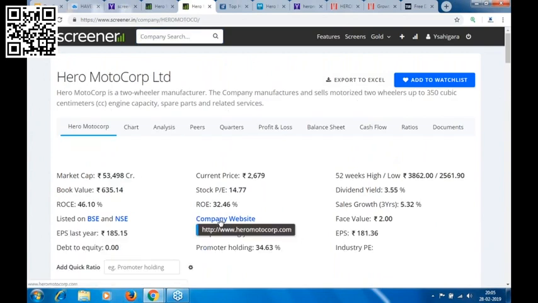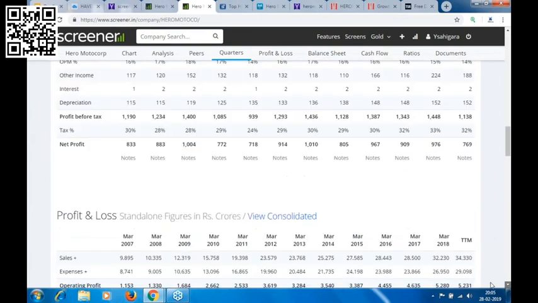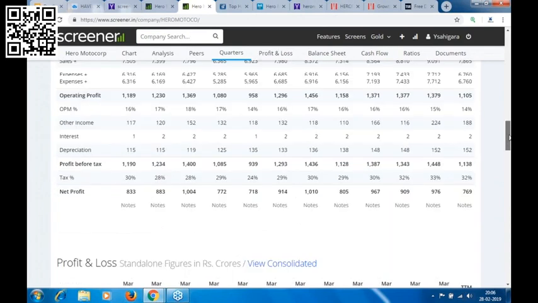See here, they have given the company's website. So you can go into the company's website and do whatever detailed analysis and research you want: what the company is doing, who the clients of the company are, what the future prospects and future projects of the company are. You can look into all that on the company's website. You can also research the company's management, who all are there in the management of the company.